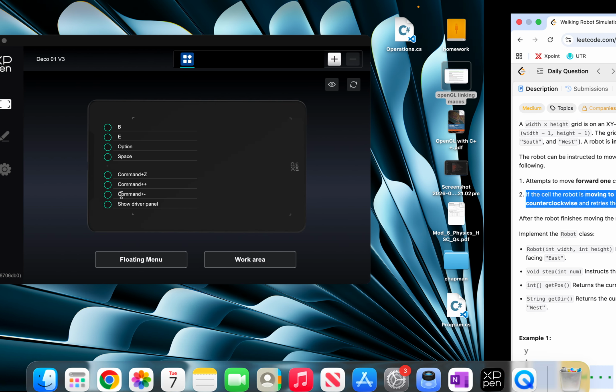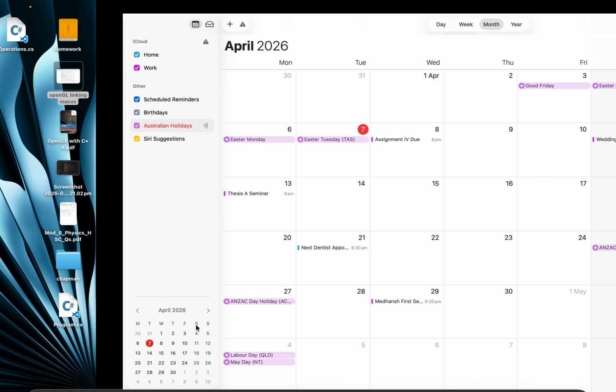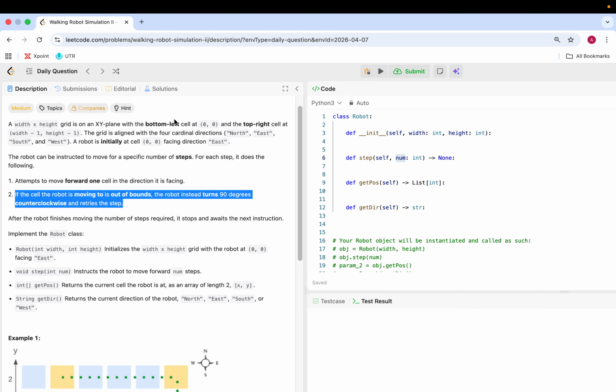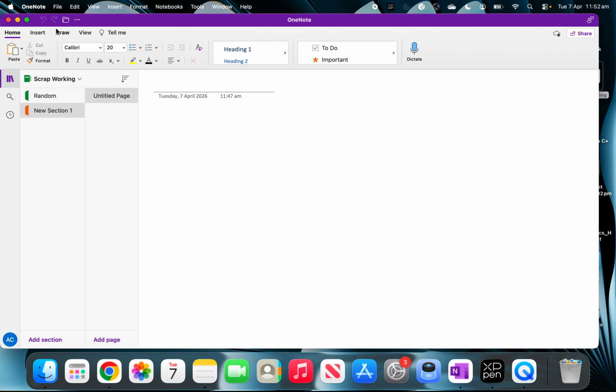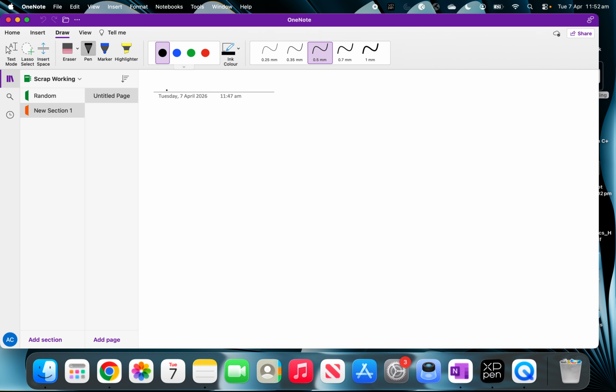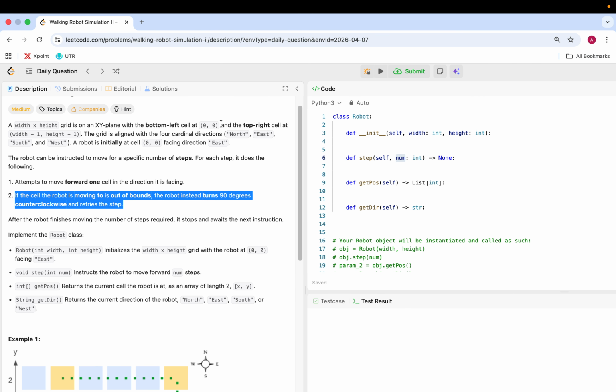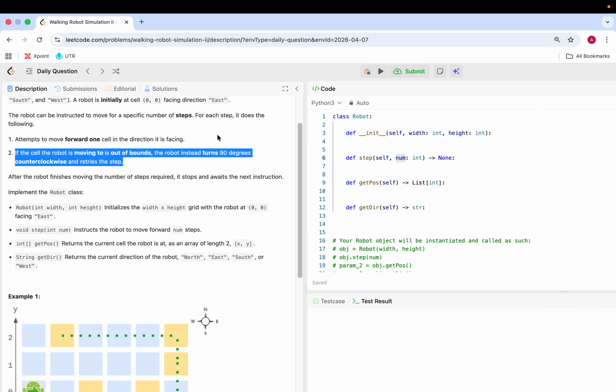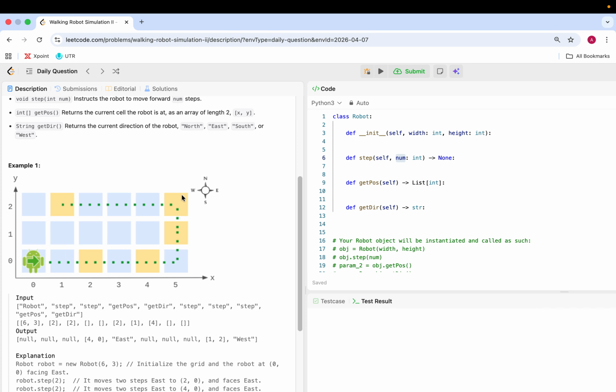So, where's my OneNote? Whoops. Probably shouldn't show that. So this is POTD 2069. So if we have to... Do I have to actually initialize the grid? No, right? It's just passing in. I don't actually have to make a 2D array. Maybe I will, but I'm not sure.